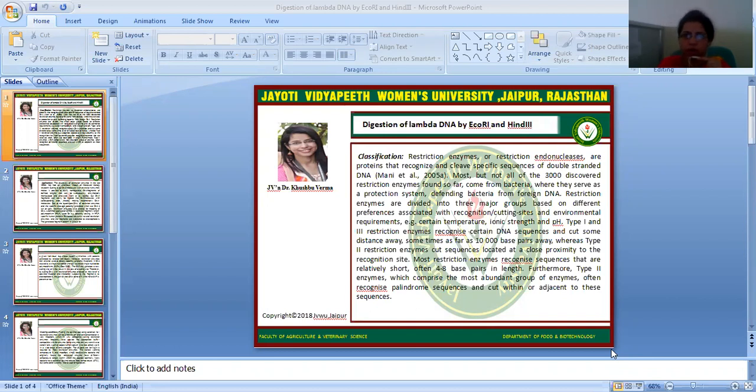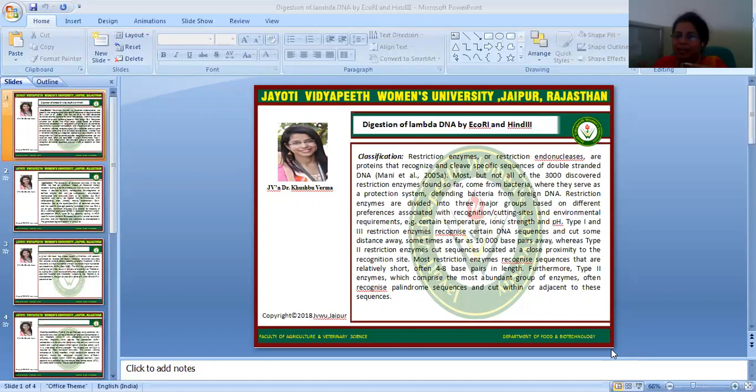Restriction enzymes or restriction endonucleases are proteins that recognize and cleave specific sequences of double-stranded DNA. Most, but not all, of the 3,000 restriction enzymes discovered so far come from bacteria, where they serve as a protection system, defending bacteria from foreign DNA. Restriction enzymes are divided into three major groups based on different preferences associated with recognition or cutting sites, like where they will start to cut, and environmental requirements, for example, certain optimum temperature, ionic strength, and pH.